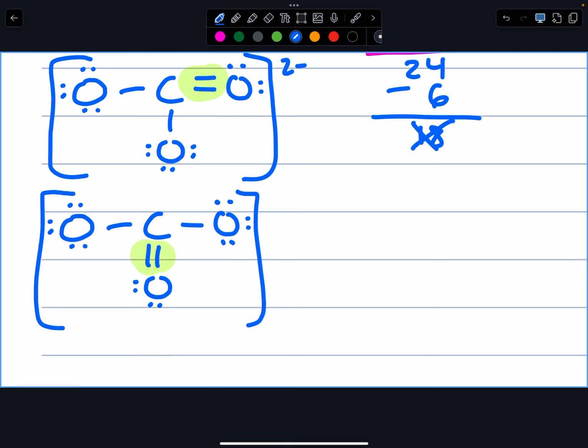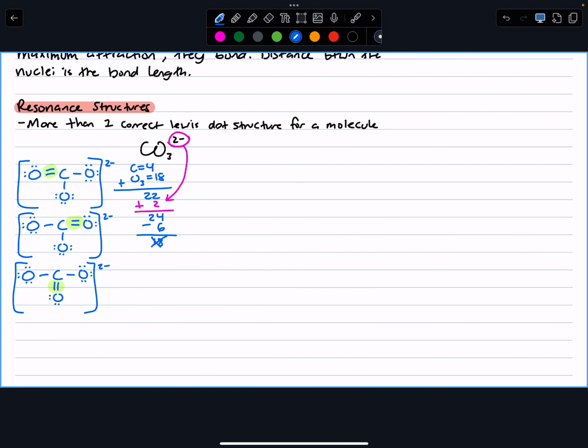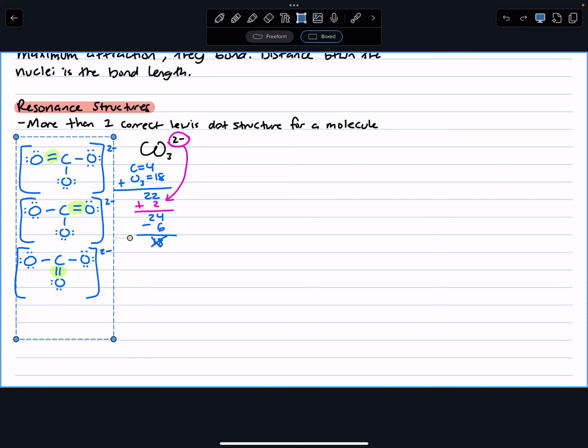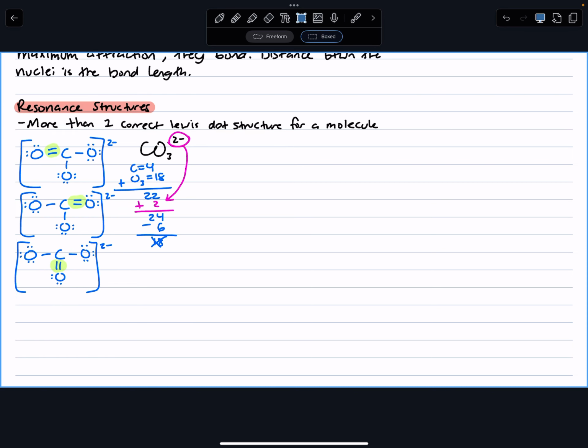No, you need brackets. Okay? All right, perfect. So those are our 3 different molecules that we could possibly have for this structure, right? 3 different valid Lewis dot structures. Okay, so I'll put that on the side.